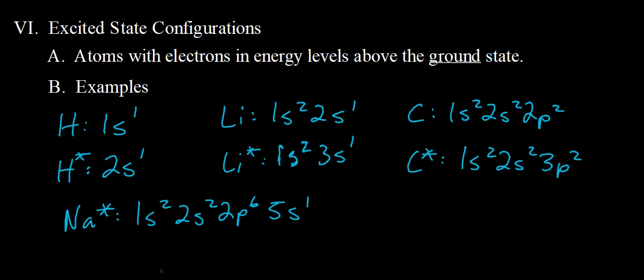Now you can't just do 100th energy level or something like that, so don't make it too crazy. So maybe just 1 energy level higher than the ground state, or maybe a couple at most. So that'll be good enough. So there are some examples of excited state configurations.